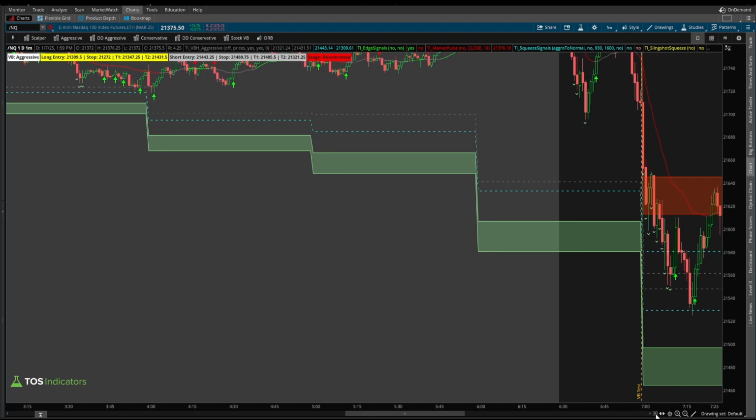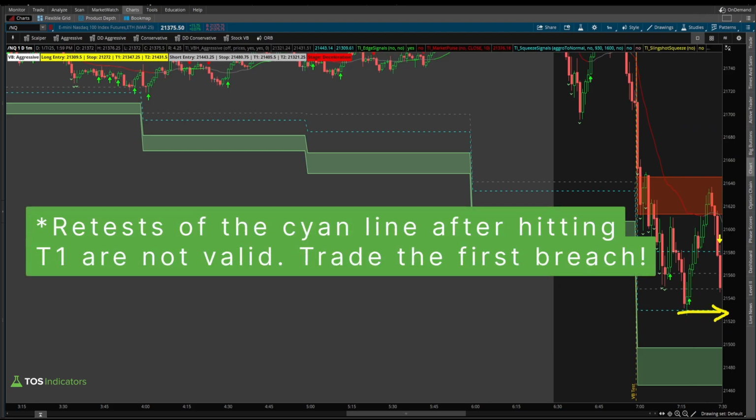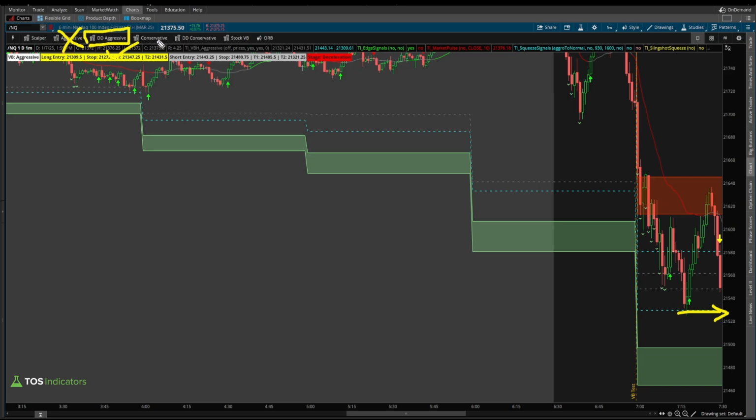So now I'm just waiting for the next breach of our cyan entry lines, and I don't like retests here. I'm happy trading the next model, so if we had broken outside of the doomsday aggressive, I'd be happy trading the doomsday aggressive or conservative onwards in the same hour, but I'm not happy trading the same retest. I think that move has already happened.